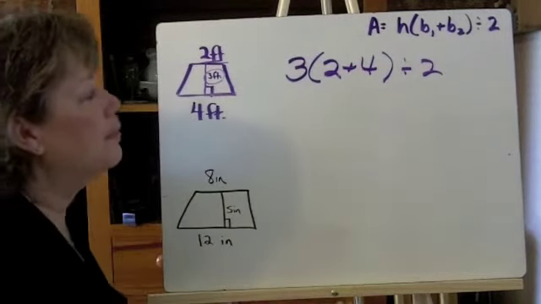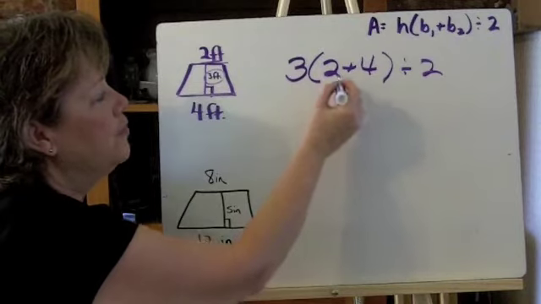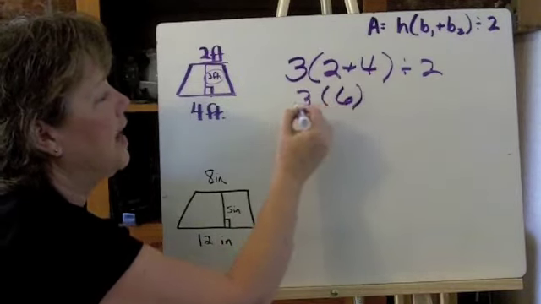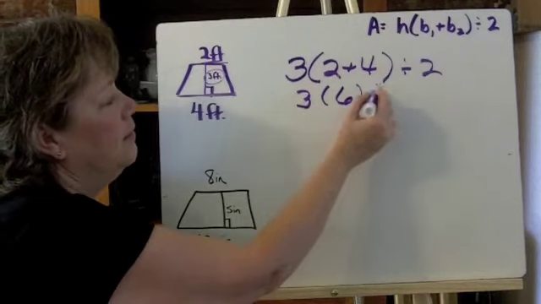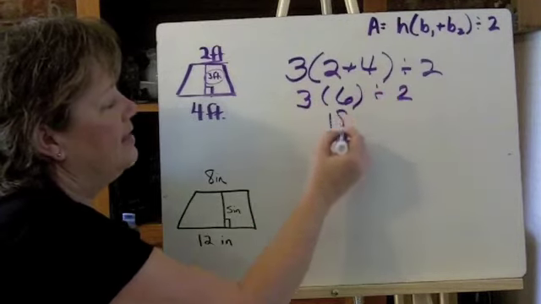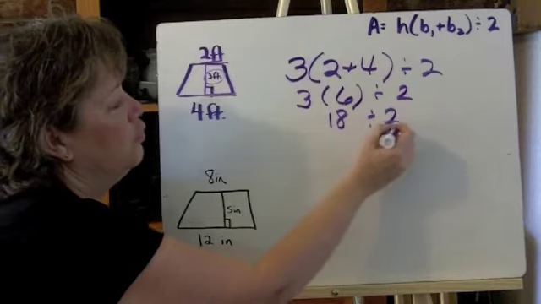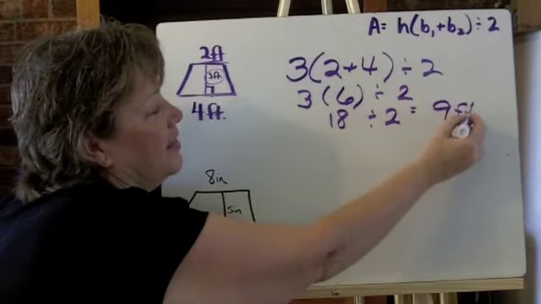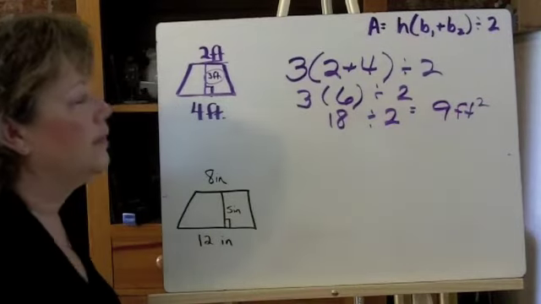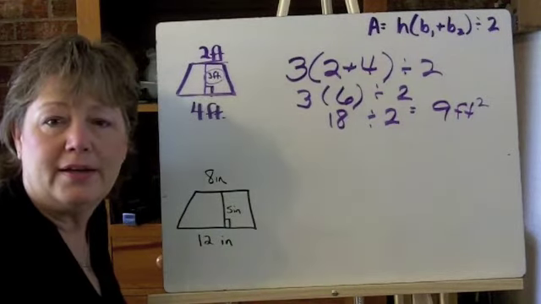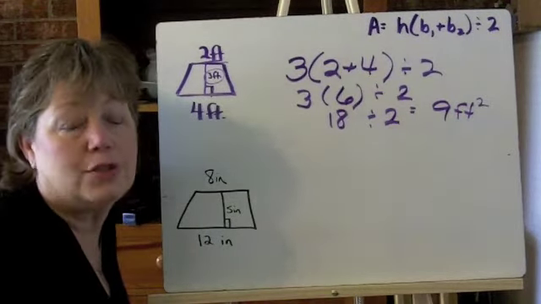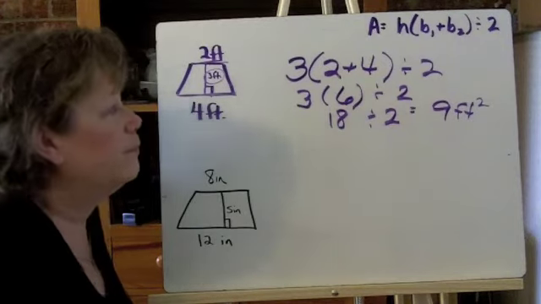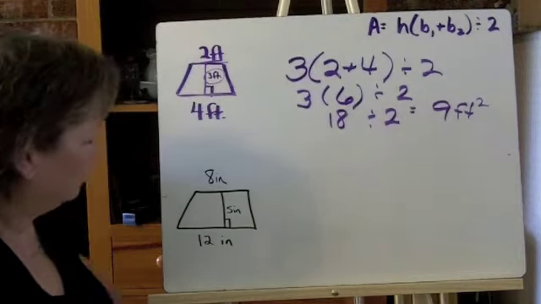So I'm going to work in the parentheses first. 2 plus 4 is 6. This means 6 times 3. That's 18 divided by 2 equals 9 feet squared. When I'm doing area, my unit is always squared. I've addressed that to some of you with some of your work.